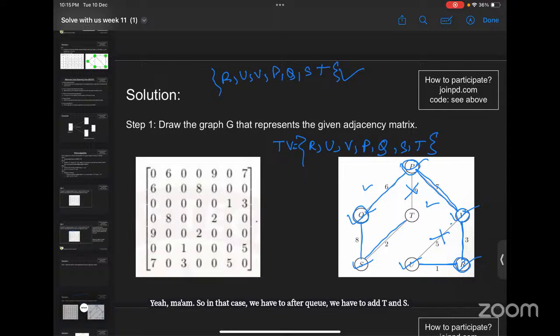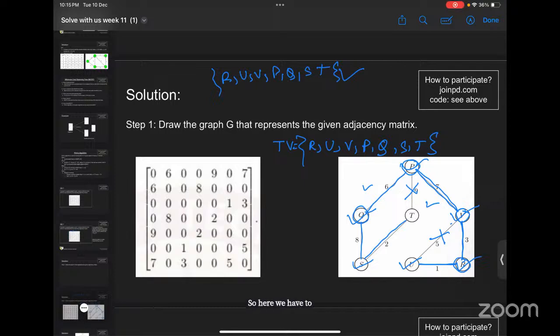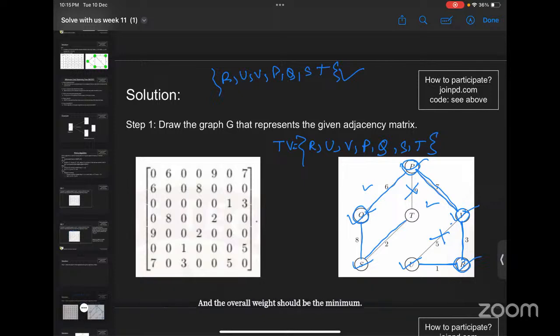No, here we are taking R as the source. Then we are growing the tree. This is not the problem of finding the shortest distance from P to T, na? So here we have to take R, and then we have to grow the tree, and we have to calculate the overall weight of the tree. And the overall weight should be the minimum. Did you get my point, or should I repeat it?